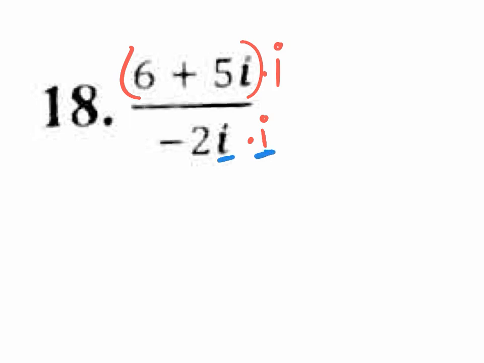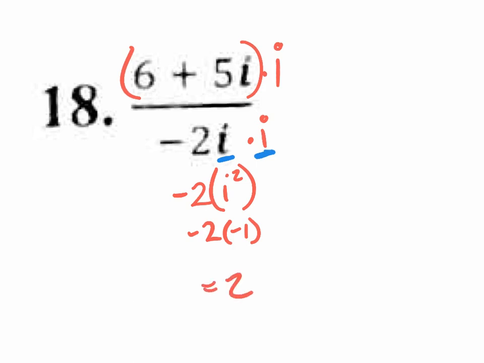What is i times i? Negative 2i squared, right? So you really have negative 2, and i squared is really a negative 1. So you really have a negative 2 times a negative 1. So what do we really have on the bottom? 2. So 2 is on the bottom.